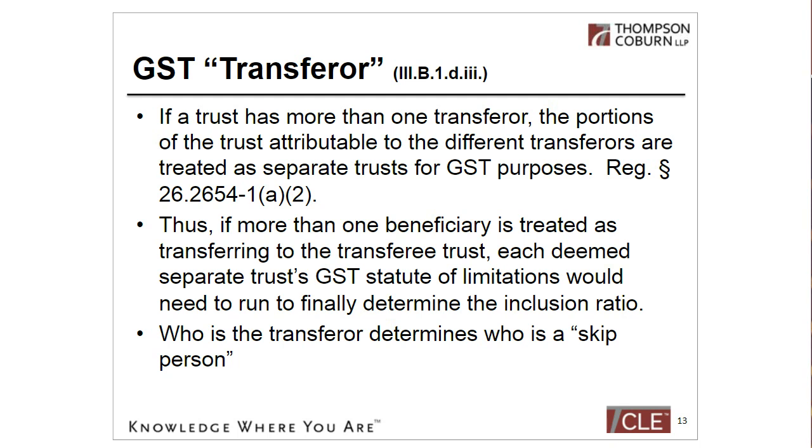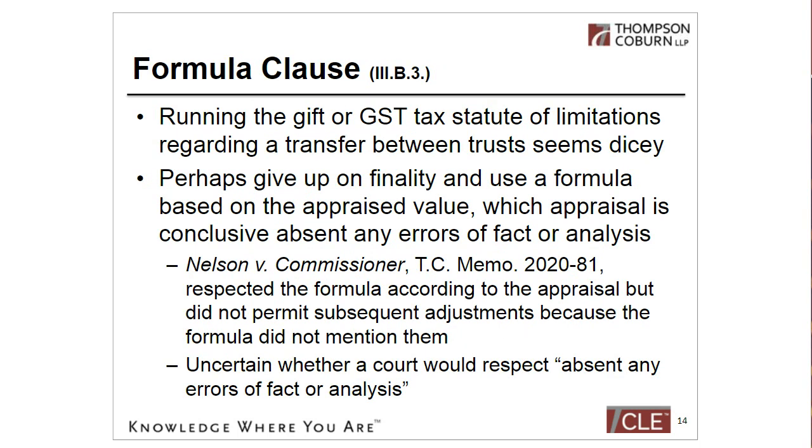So we get a lot of complexity here with the GST transferor idea. So it seems to me that running the gift or GST statute of limitations regarding a transfer between trusts may be dicey. Now, maybe you just give up on finality and use a formula based on appraised value and say, well, the appraisal is conclusive absent any errors of fact or analysis.